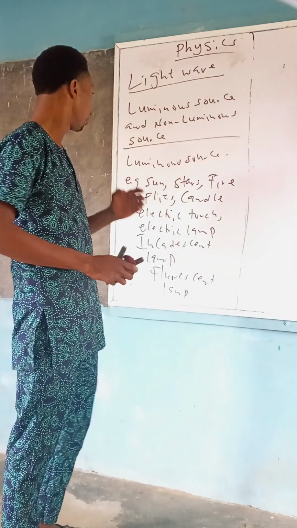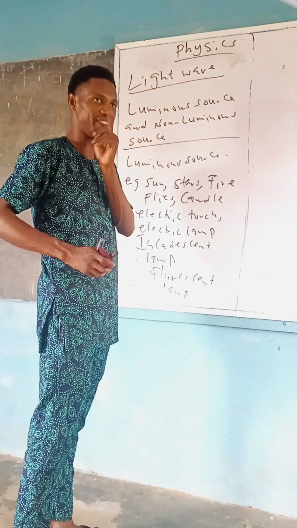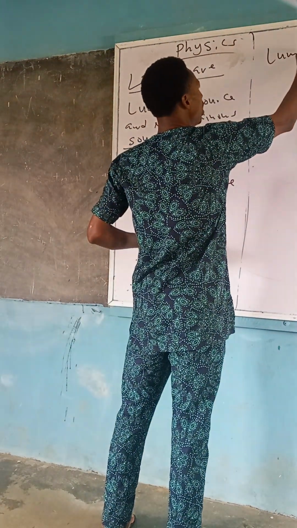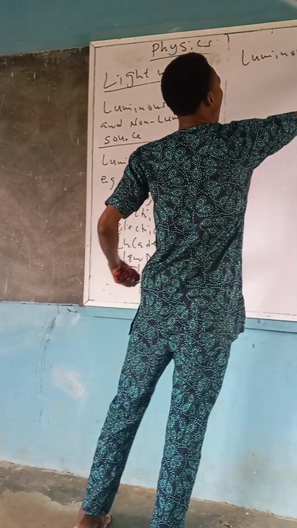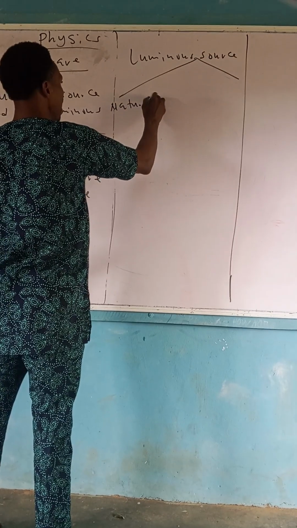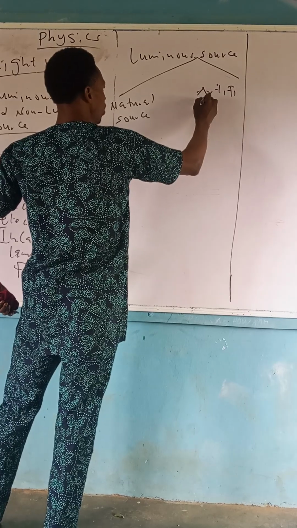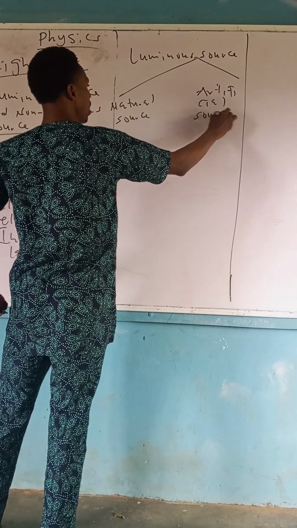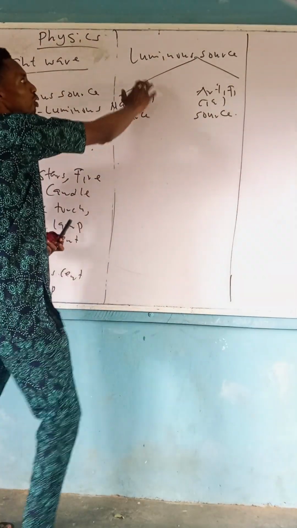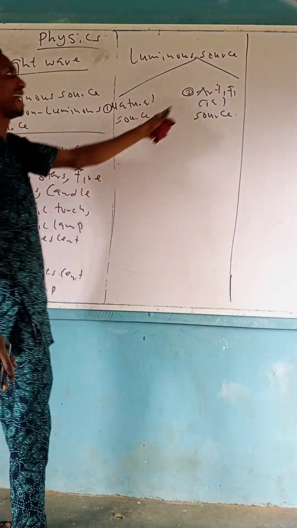But don't forget that luminous sources can be classified or divided into two parts. Please take note of that. What are the two parts? We have the natural source and the artificial source.